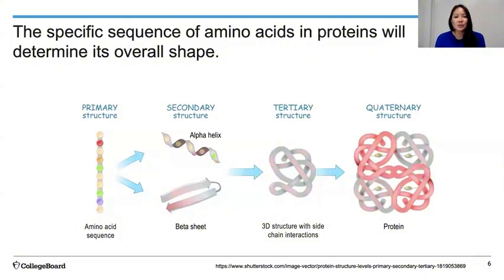overall shape. So the shape of a protein, they're going to have to first go through that primary structure, that secondary structure, that tertiary structure, and sometimes that quaternary structure. So let's take a closer look at these different levels of protein folding.